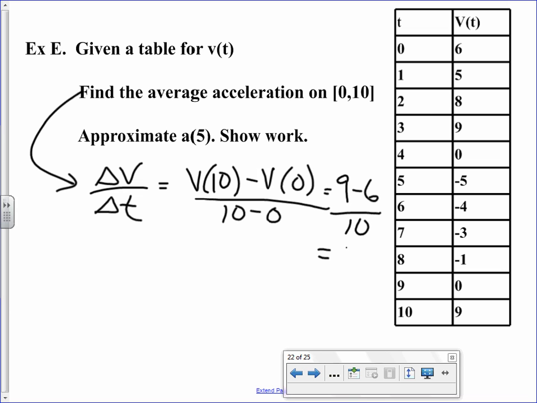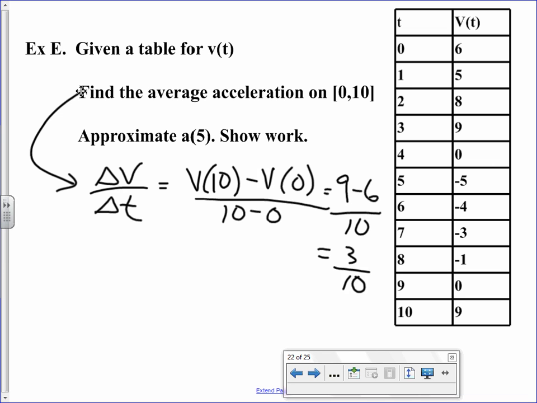10, so we would get 3/10. And that would be the average acceleration. So it would be the slope of the secant line to the graph, the velocity graph. They can ask you to approximate the instantaneous acceleration, again, by using the slope formula.